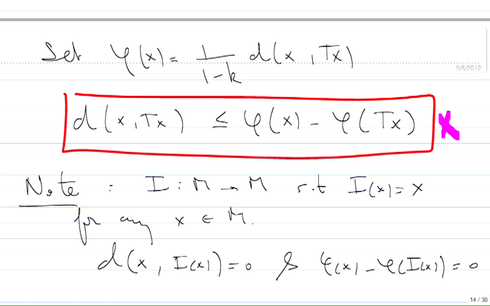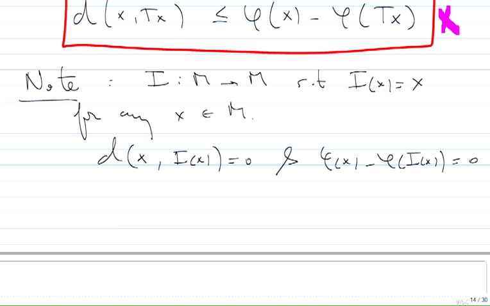And the question that Caristi asked was, under what assumptions on phi, under what assumptions on M, does a map which satisfies this formula have a fixed point? And he came up with the following. The theorem I'm going to be citing right now is a little bit stronger than the real Caristi fixed point theorem, but it captures the essence of Caristi. So he proved the following theorem. This is Caristi's theorem. Beautiful extension.